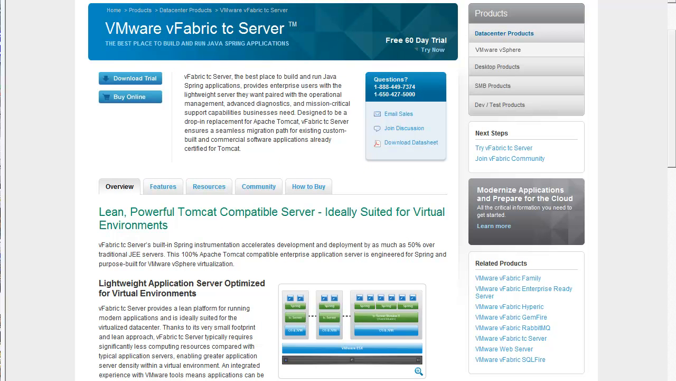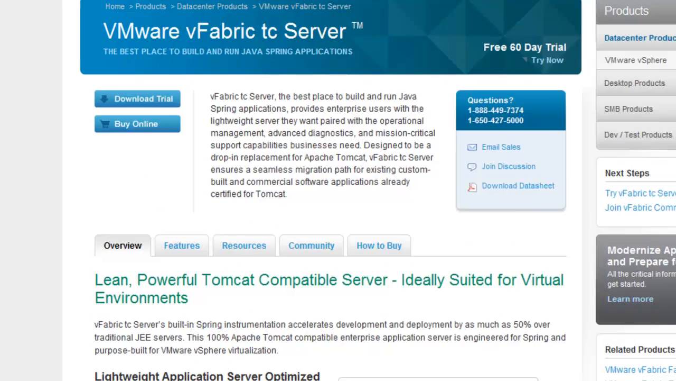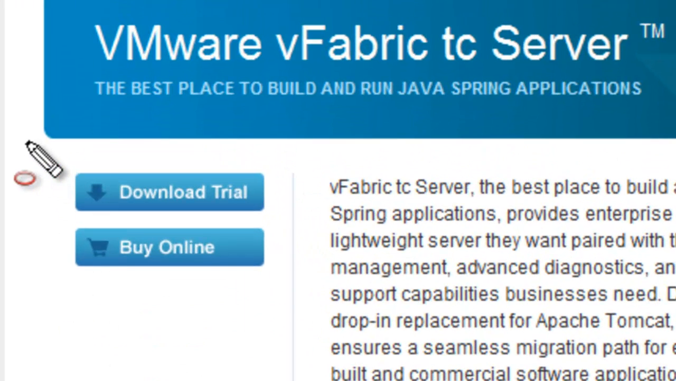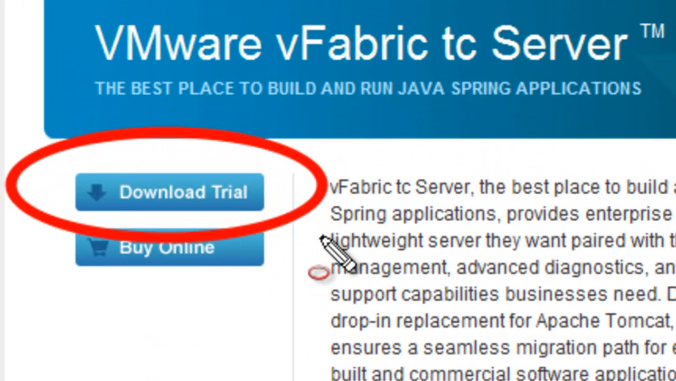With vFabric TC Server, one of the main benefits is the cost saving for an organization. It is the perfect application server for a virtual environment. You should go and download a trial.